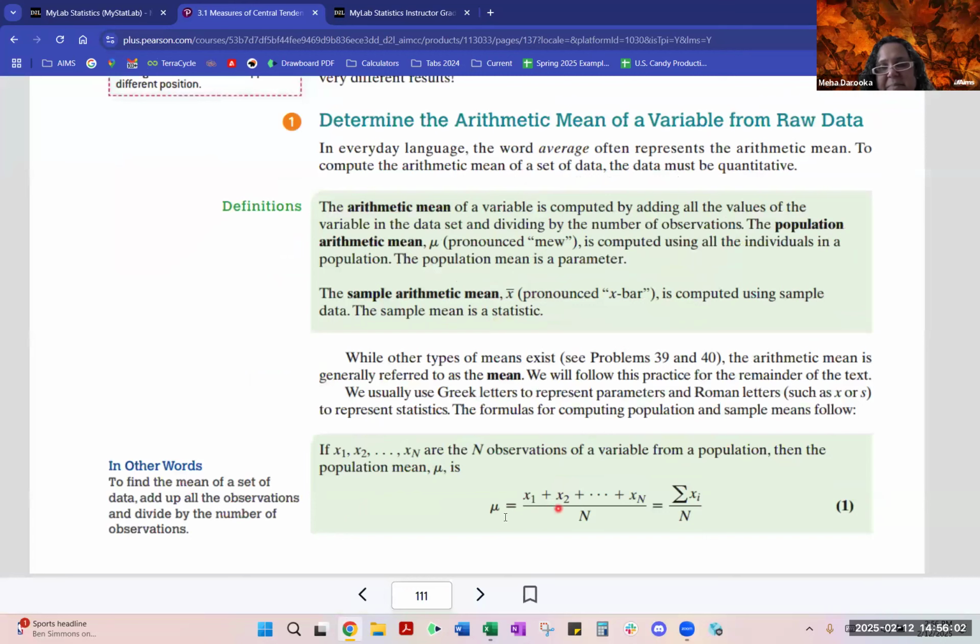And then you can see the basic definition over here of how we calculate an arithmetic mean. Cameron, did you have a question?